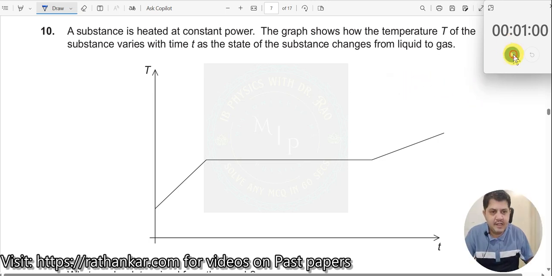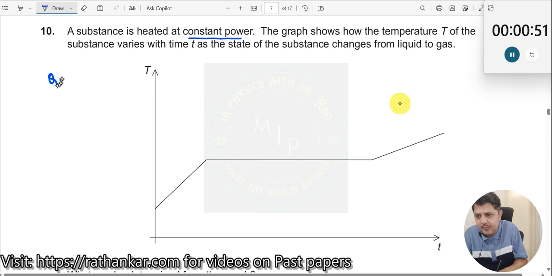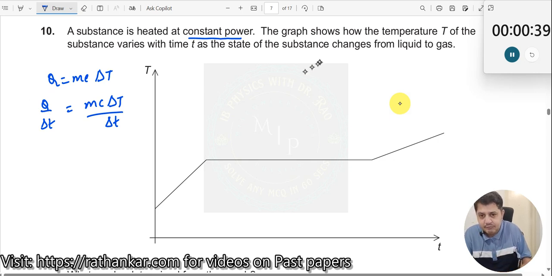Question number 10. A substance is heated at constant power. This is a problem on thermal physics, and constant power means what? You are talking about Q equals mc delta T, and when you say constant power, Q divided by delta T is equal to mc delta T divided by delta T, and this is seen to be a constant.